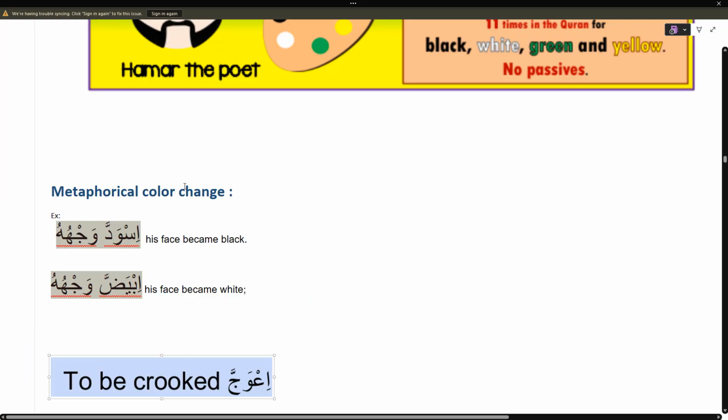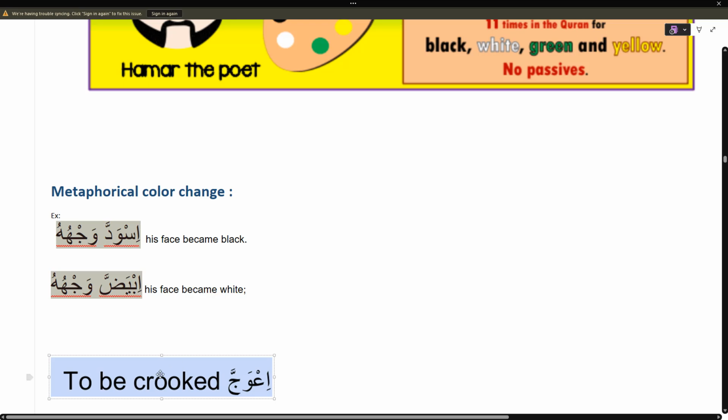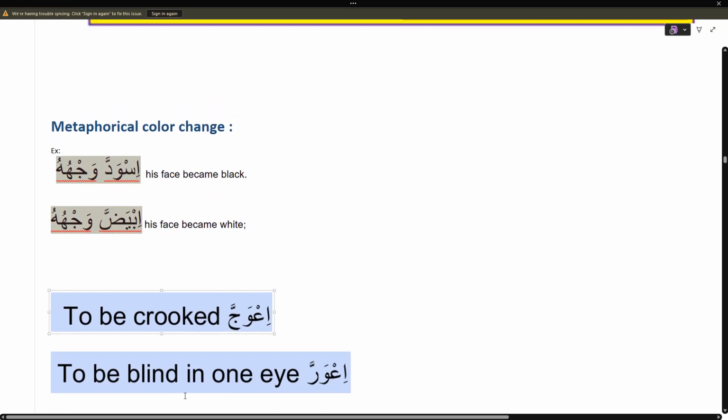Form 9 sometimes indicates metaphorical color change. For example, iswadda wajhuhu, his face became black, meaning his face became expressive of grief or sorrow or displeasure or disgrace. Another example is ibyadda wajhuhu, his face became white, meaning his face became expressive of cheerfulness or joy. And some other important words for body defects are to be crooked, and the root letters for that are ain, waw, and jim. In form 9, it becomes i'wajja, to be crooked, and i'warra, to be blind in one eye.